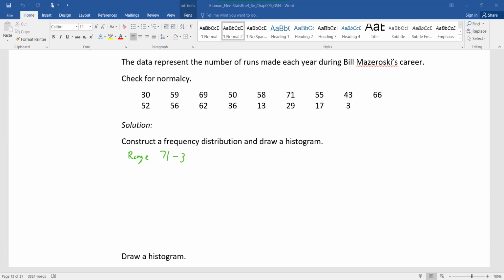Okay, so what's 71 minus 3? 68. All right, we have to find a number between 5 and 20. So what's a number between 5 and 20? 8, would 8 go into it? I don't think so. 64, yeah.